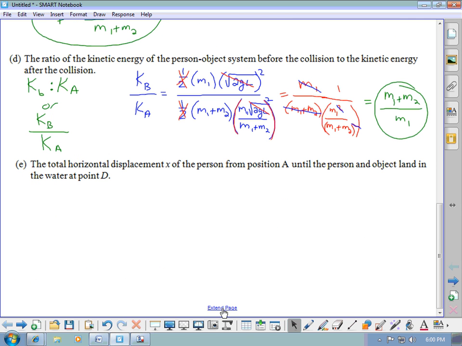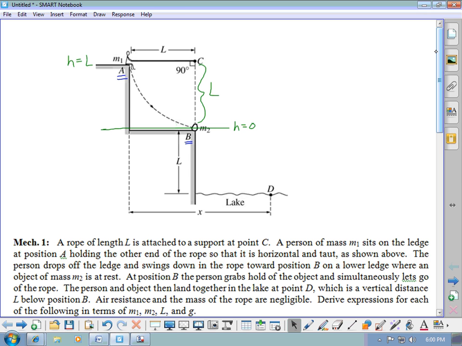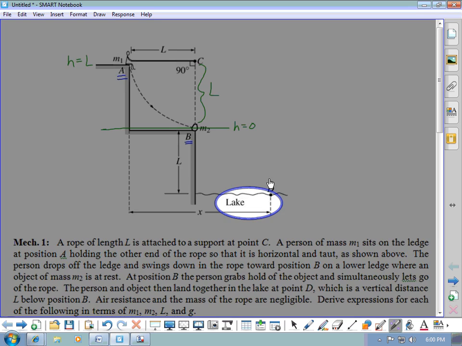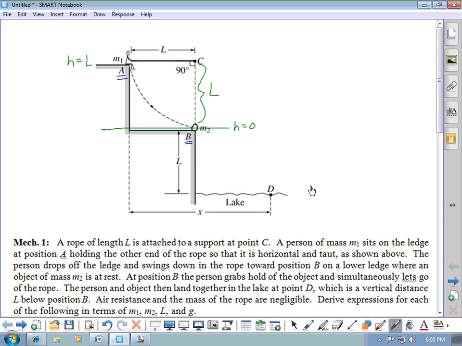This last part. Find the total horizontal displacement x of the person from position A until the person and the object land in the water at point D. So if I go back to my drawing, one of the things you have to be careful on is it's asking for this entire distance here. It's not just how far he travels after he leaves the cliff. We're going to find that distance. Again, we will look at this piece right here, but we also need to add in this piece right here.